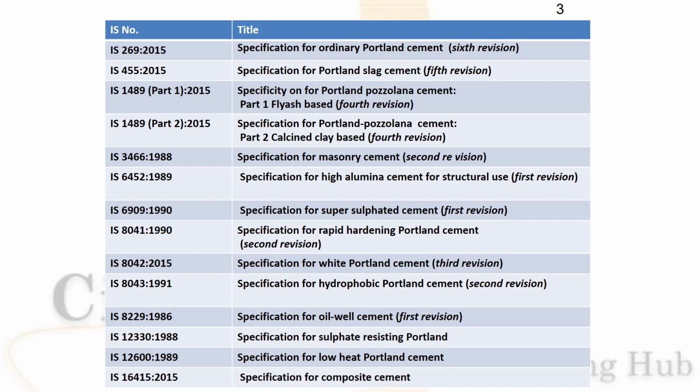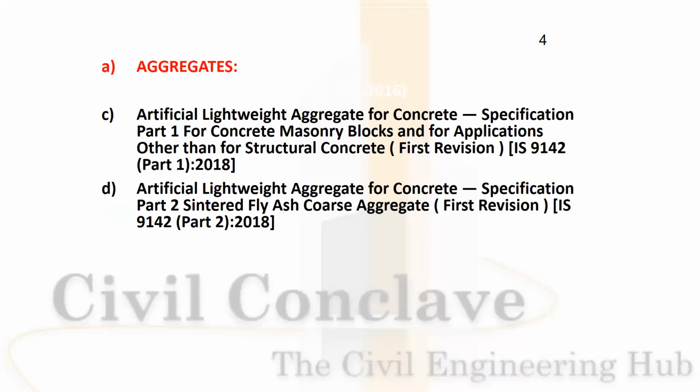IS 12600, specification for low heat Portland cement. IS 16415, specification for composite cement. Now let us talk about aggregates. Artificial lightweight aggregates for concrete, Part 1, specification for concrete masonry blocks for application other than structural concreting, that is IS 9142.